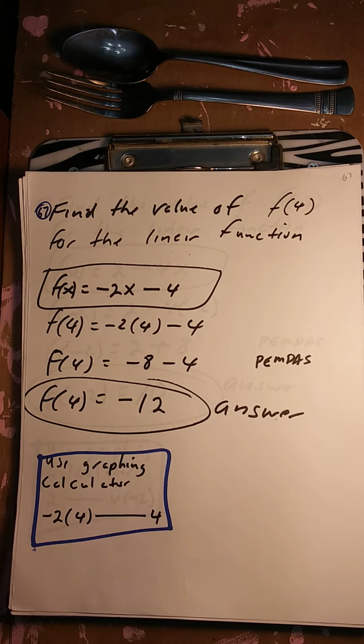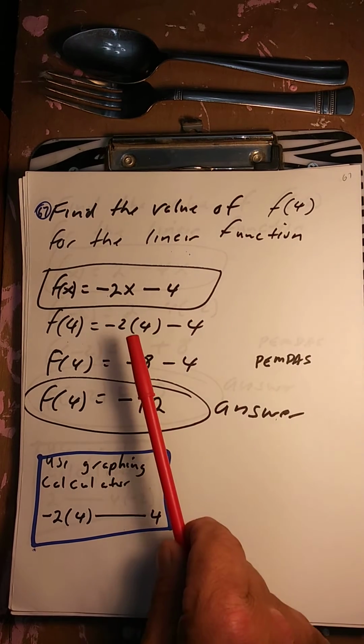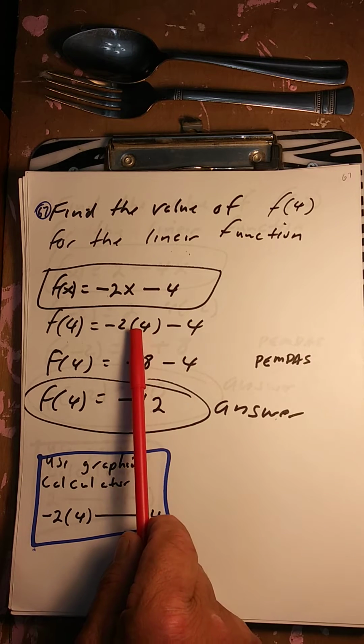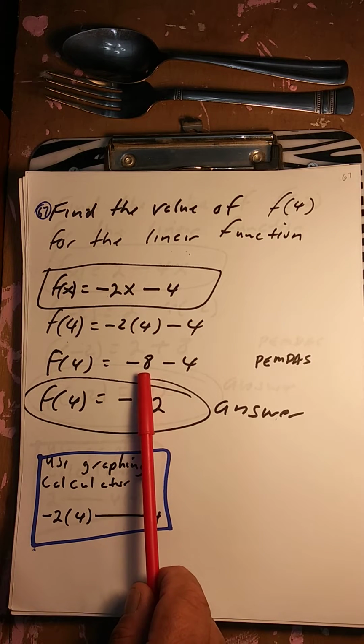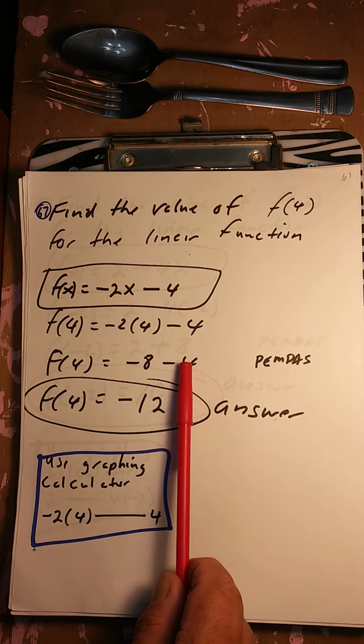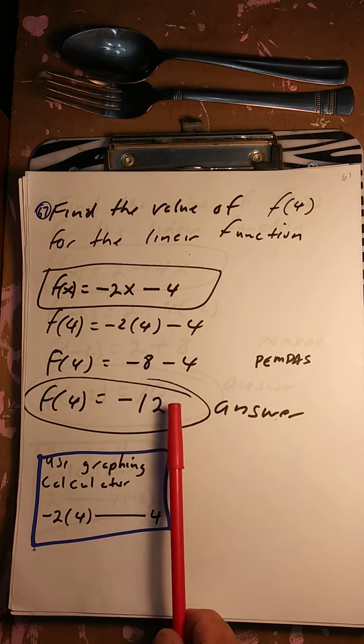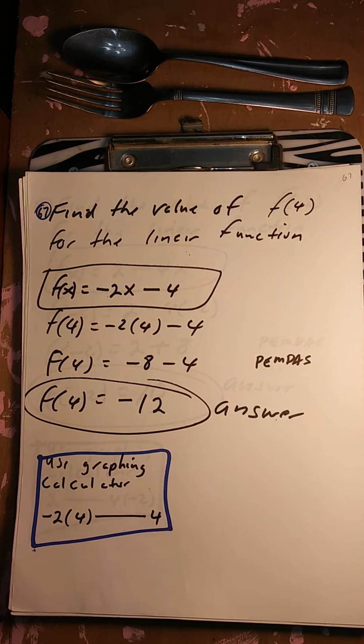Find the value of f of 4 for the linear function. There it is. Put it in there. So negative 2 times 4, you've got to do the multiplication first. So negative 2 times 4 is negative 8. And negative 8 and negative 4 together, two negative signs, add them up together. Negative 4 and negative 8 together is going to be a negative 12.